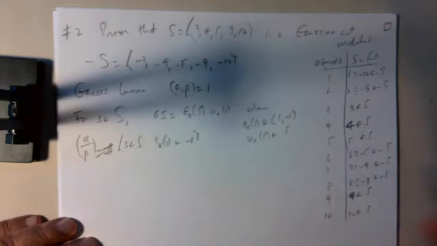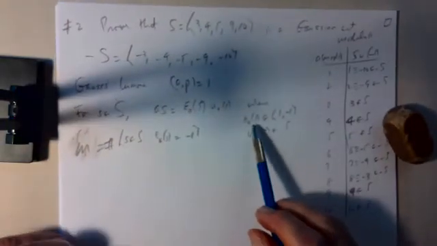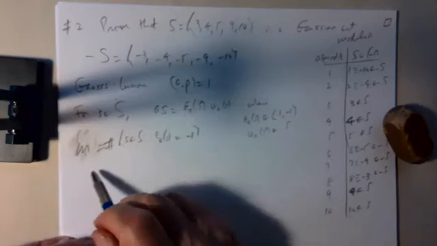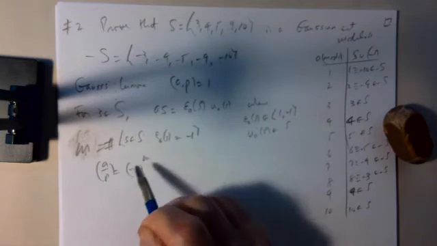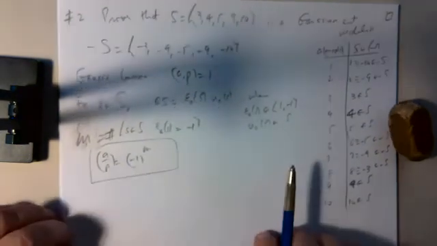Sorry, it's: if you let m be the number of minus 1s as s runs through all the elements of the set S, then a over p is minus 1 to the m. Right? So that's what Gauss's lemma says.